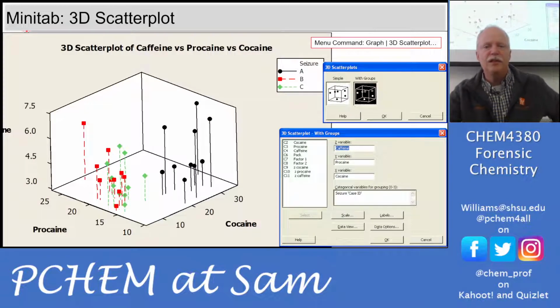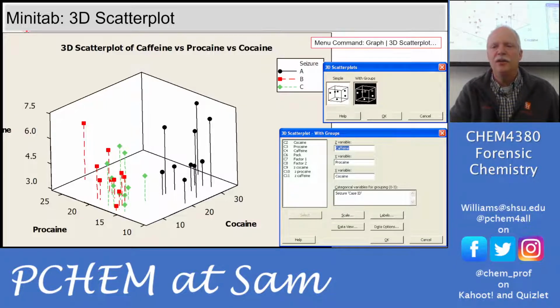So I'm using a lot of Minitab graphics here. This is a 3D scatter plot, and this is how you do that. You go up to the graph menu, and 3D scatter plot is an option under the graph. You could pick a simple scatter plot that just plots all the data, or you could do it with groups. And when you pick with groups and hit OK, you get this dialog box where you pick the Z, Y, and X variables. You have total freedom of which you plot on each axis.